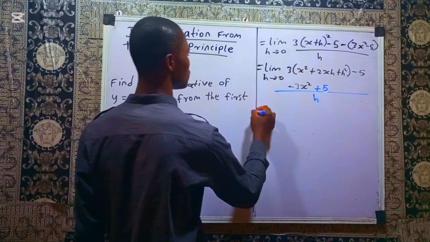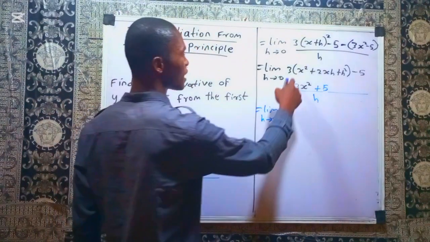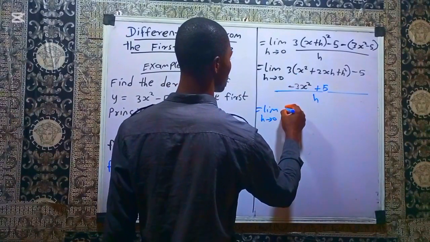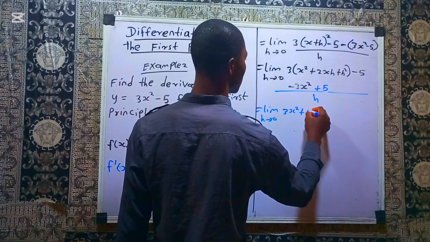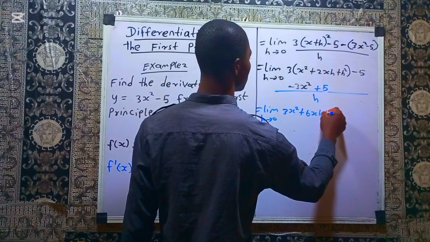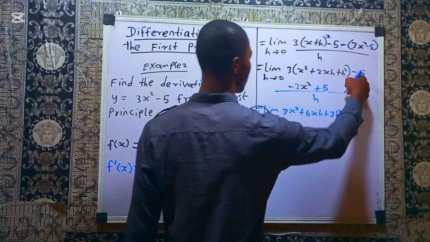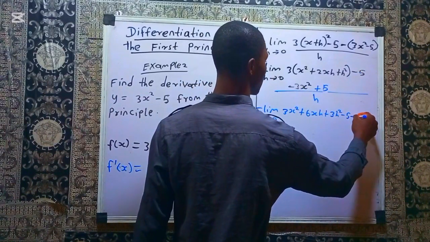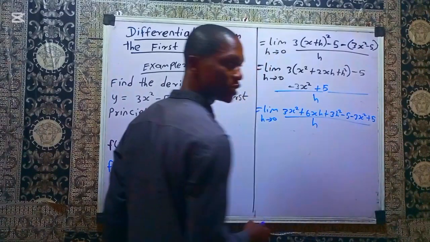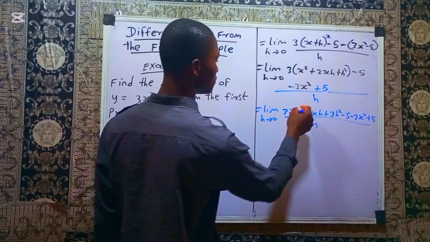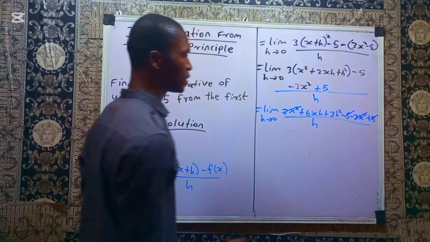That's what we have. So this will be the limit as h goes to 0 of, I can open this bracket with 3. So 3 times x squared, I have 3x squared. 3 times 2xh, I have 6xh. 3 times h squared, I have 3h squared, then minus 5 I have here, then I have minus 3x squared plus 5, all divided by h. So some things can cancel. If you look closely, some things can cancel. We cancel the things that we cancel.